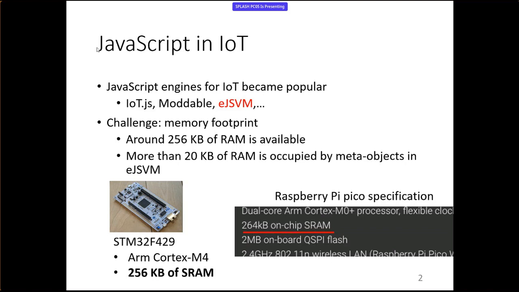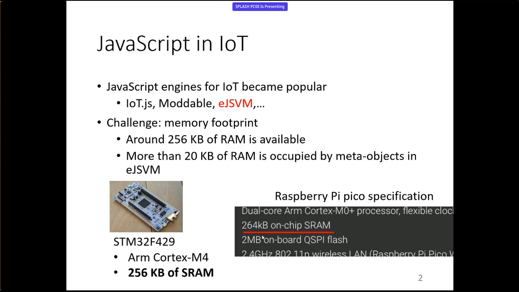Typically, the microcontroller for IoT has around 256 kilobytes of RAM. For example, this STM32 microcontroller has 256 kilobytes of SRAM, and Raspberry Pi Pico has 264 kilobytes of SRAM.